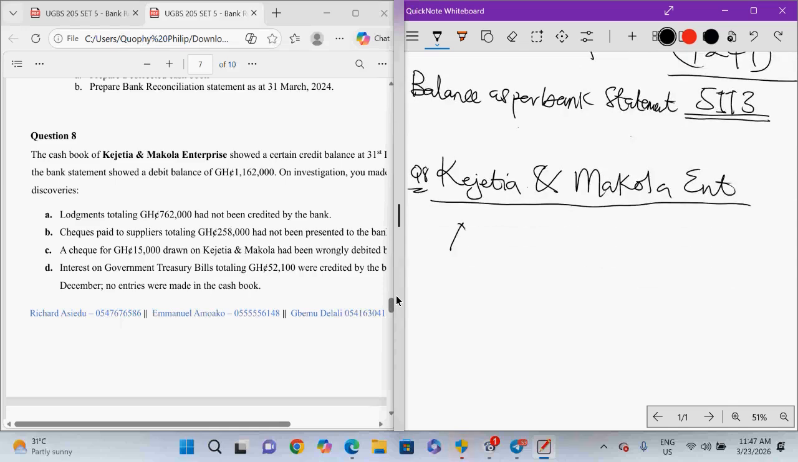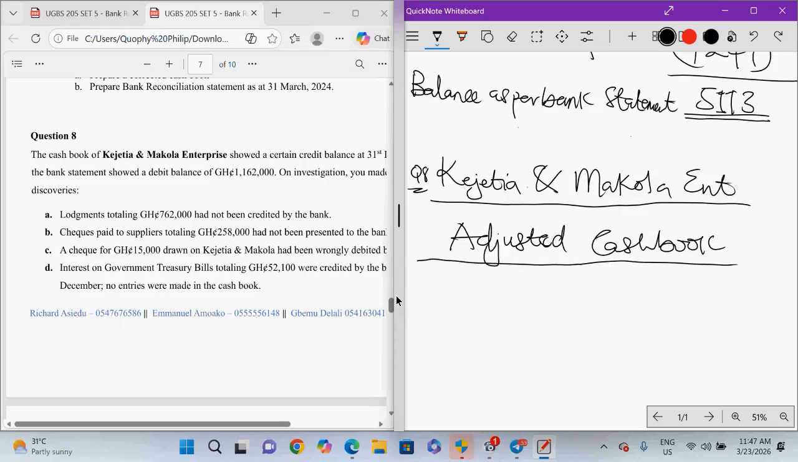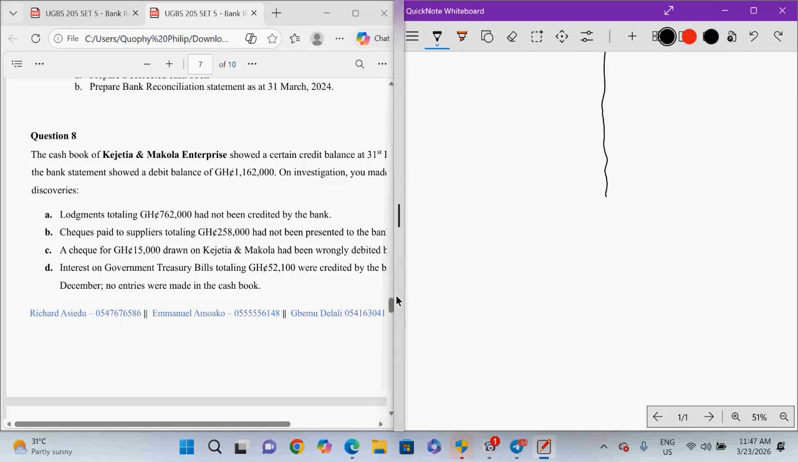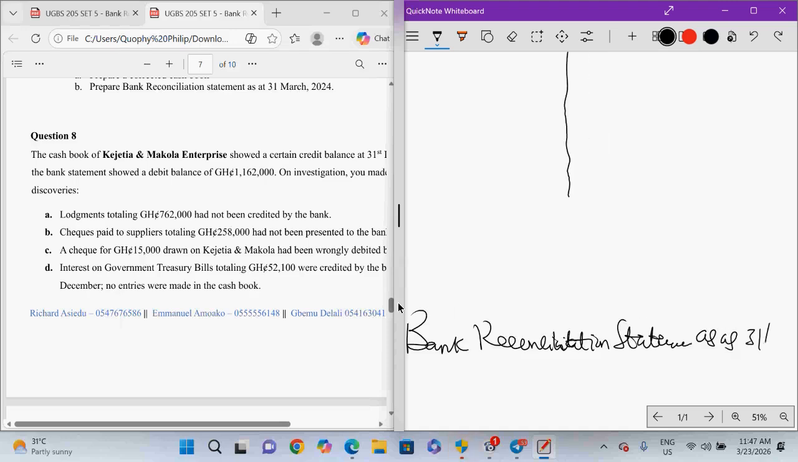All right, and you have to do the adjusted cash book. Adjusted cash book. And then the bank reconciliation statement as at, they gave what, 31st December 2024 or so.